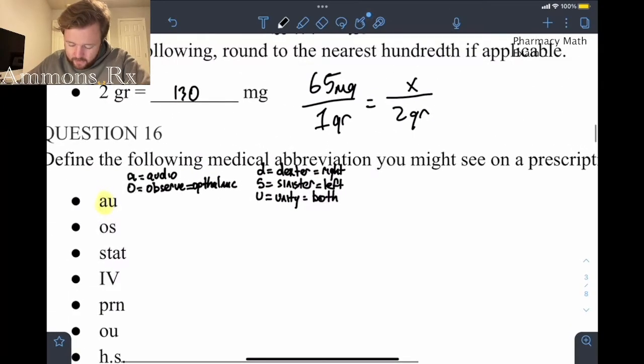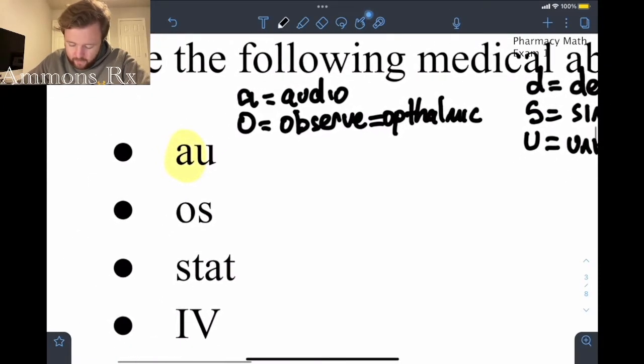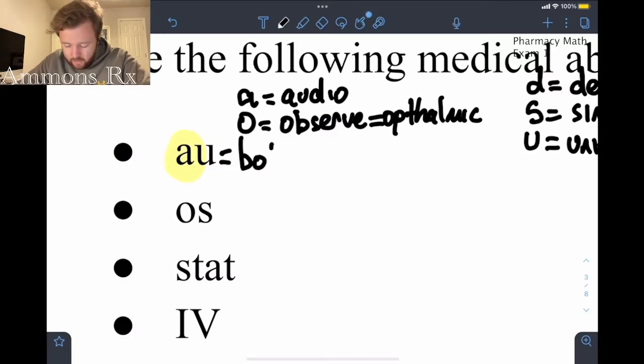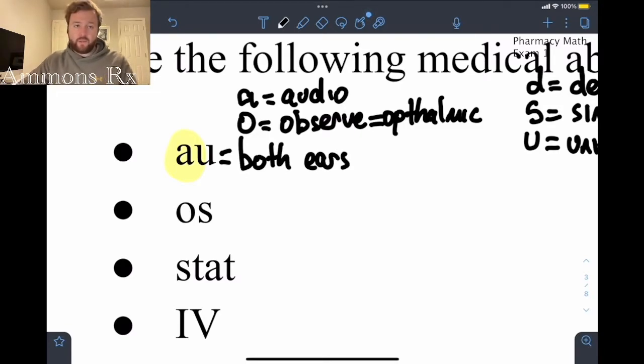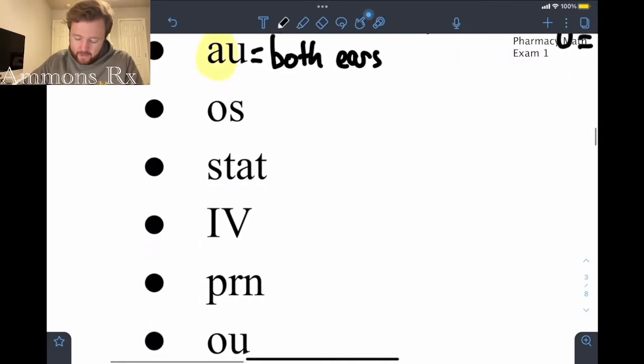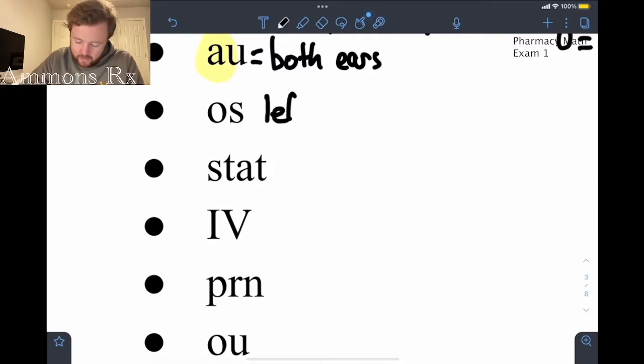Okay, so knowing that, AU: I have an A, which is auditory, so it's sound, so ears, and then U, which is uniform, which is both ears. OS: I have eyes, and I have sinister, so that is left eye.